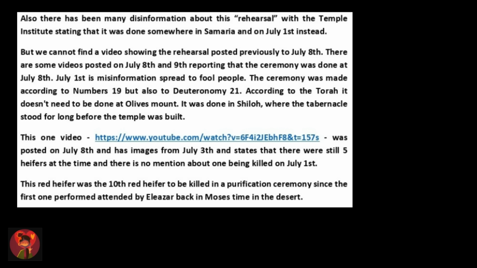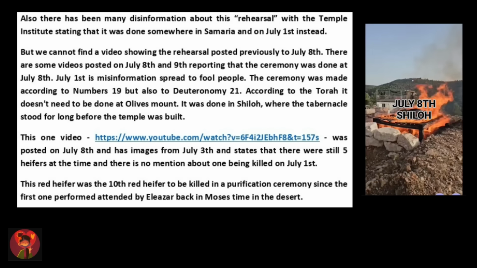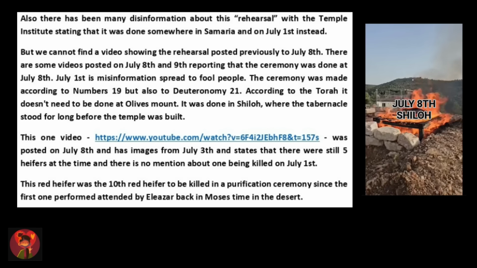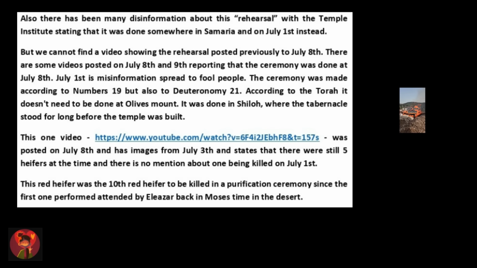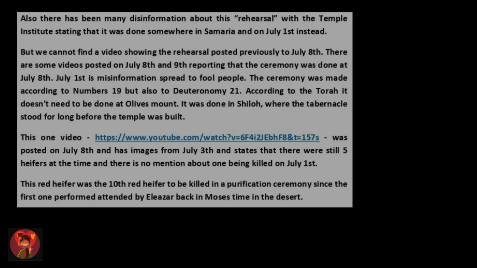This one video was posted on July 8th and has images from July 3rd, and states that there were still 5 heifers at the time, and there is no mention of one being killed on July 1st. This red heifer was the 10th red heifer to be killed in a purification ceremony since the first one performed by Eleazar back in Moses' time in the desert.